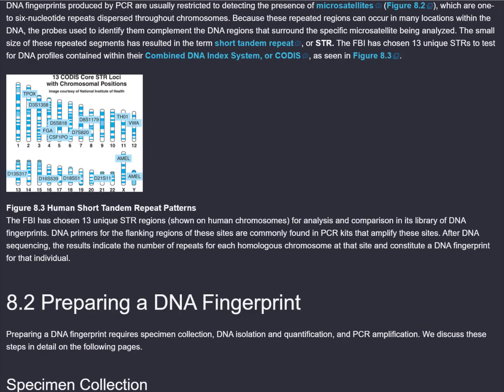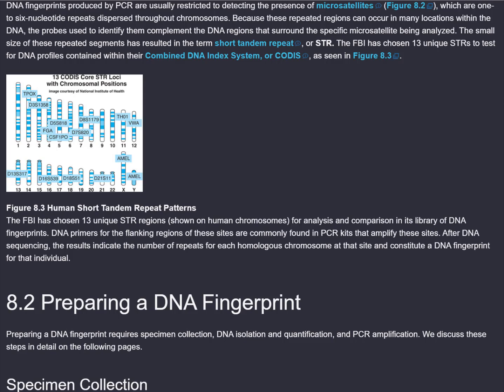DNA fingerprints produced by PCR are usually restricted to detecting the presence of microsatellites, Figure 8.2, which are 1 to 6 nucleotide repeats dispersed throughout chromosomes. Because these repeated regions can occur in many locations within the DNA, the probes used to identify them complement the DNA regions that surround the specific microsatellite being analyzed. The small size of these repeated segments has resulted in the term short tandem repeat, or STR.